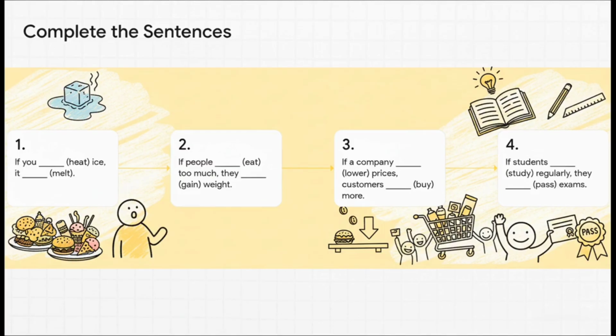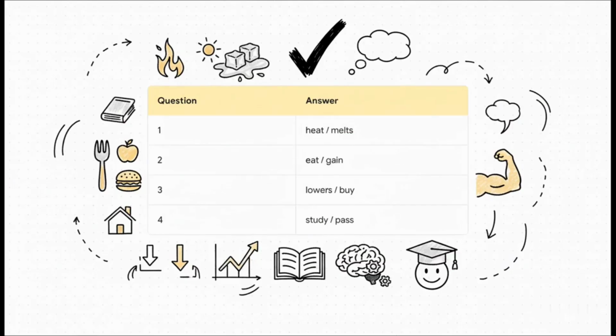Take a second. Got your answers locked in? All right, let's check your work. The answers are heat and melts, eat and gain, lowers and buy, and study and pass. Hey, did you catch that little trick in number 3? Lowers gets that S at the end because the subject, a company, is singular. A little detail, but an important one.